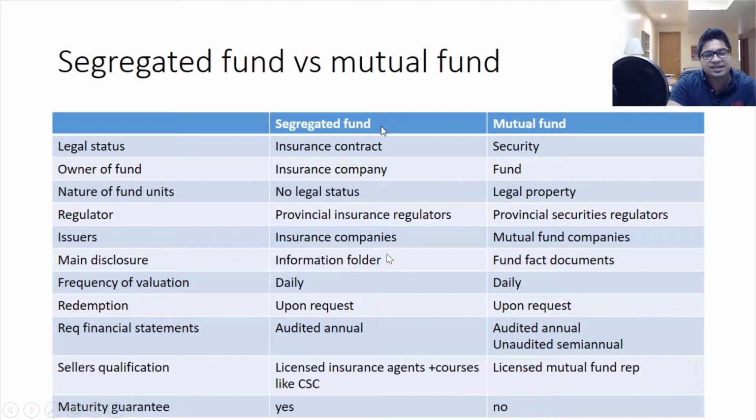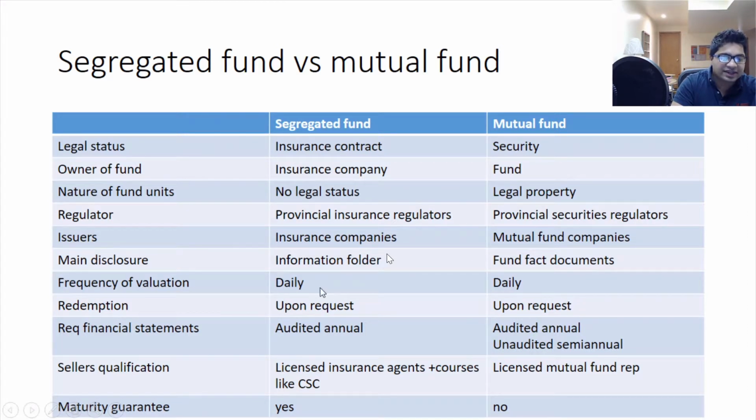Now, a comparison between a segregated fund and a mutual fund. Legal status: a segregated fund is an insurance contract, a mutual fund is a security. Owner of the fund: in a segregated fund, it's an insurance company; in a mutual fund, the fund owns it, so indirectly when you buy it, you own it. Nature of fund units: there is no legal status in a segregated fund, and in a mutual fund it's legal property. Regulator: a provincial insurance regulator for segregated funds, a provincial securities regulator for mutual funds. Issuer: insurance companies issue segregated funds, and mutual fund companies issue mutual funds. Main disclosure: an information folder for segregated funds, and fund facts documents for mutual funds. This is also a big difference.